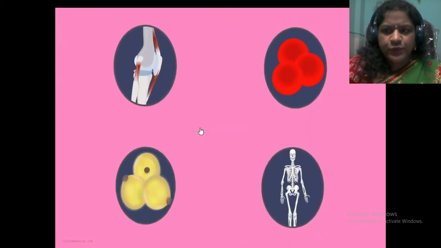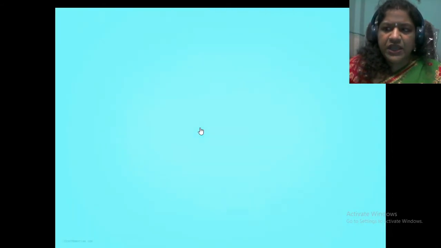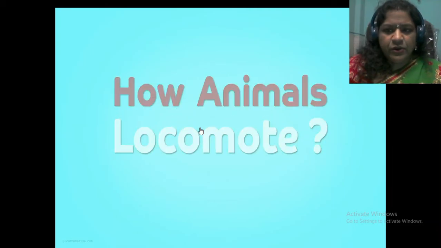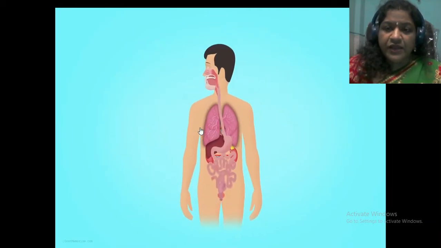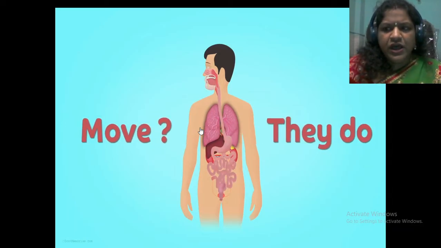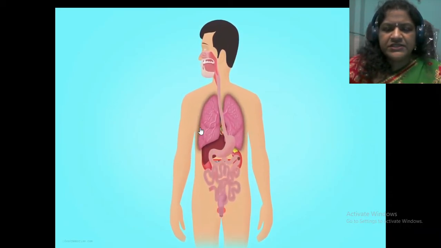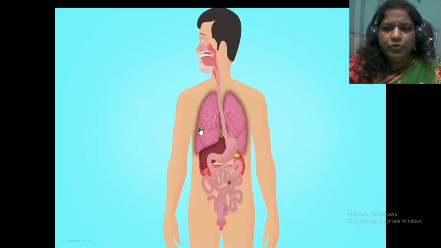In our previous video, we have seen how different parts of our body are connected. Let's have a look how animals locomote and parts inside our body move. Wait a second, do parts within our body actually move? Of course they do. Although we do not notice the organs inside us bouncing, they all move in some or the other manner.